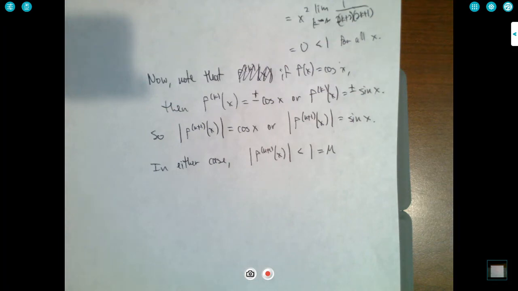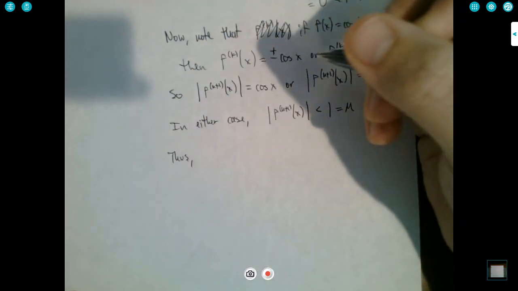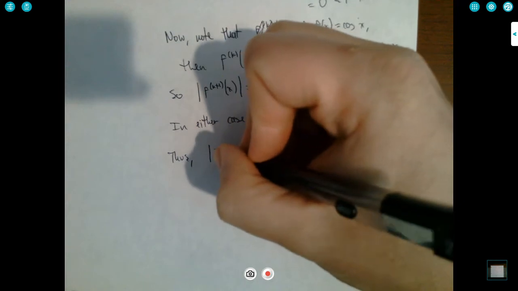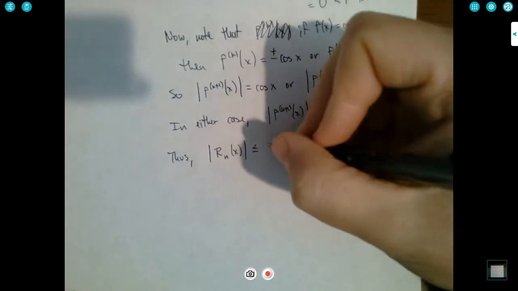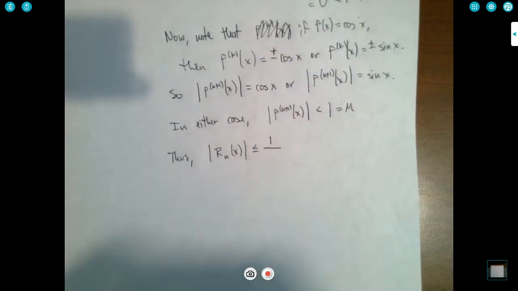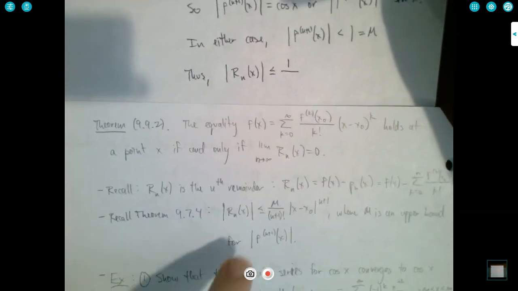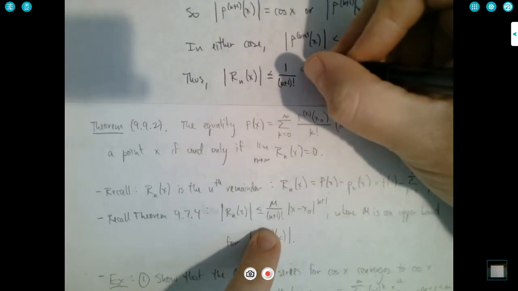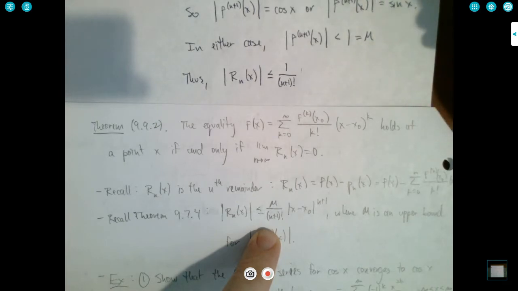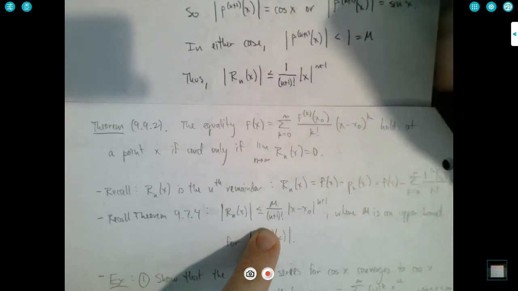Okay, so the absolute value of the remainder is less than or equal to M, which is 1. I'm using this fact right here, Theorem 9.7.4. So it's M over n plus 1 factorial times the absolute value of x minus x naught. Well, x naught in this case is 0 because we're dealing with the Maclaurin series. So this is just the absolute value of x to the n plus 1.